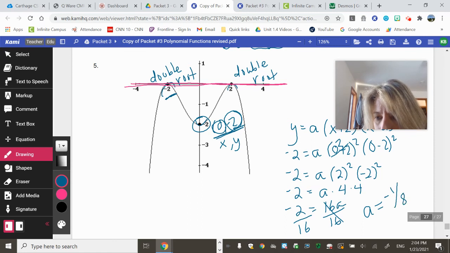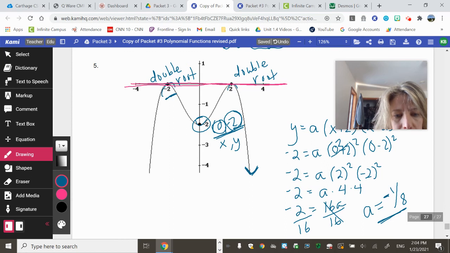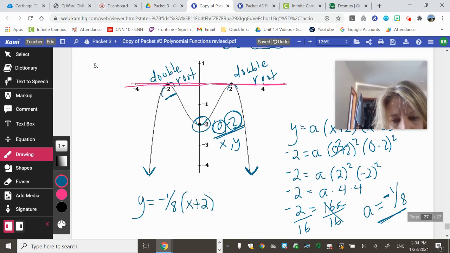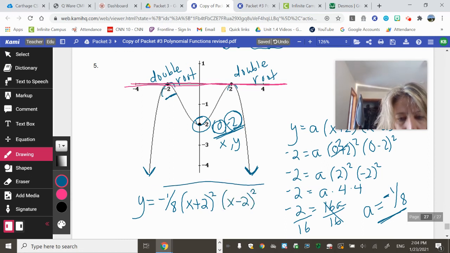It's okay to get fractions. Actually, it's very common to get fractions for the a values for these. And our a value is negative, which reinforces that our right tail is down, so we know we should have ended up with a negative lead coefficient. And again, since the tails are in the same direction, that reinforces our even degree. So for this one, our factored form is y equals -1/8, and then we have x plus 2 squared and x minus 2 squared.